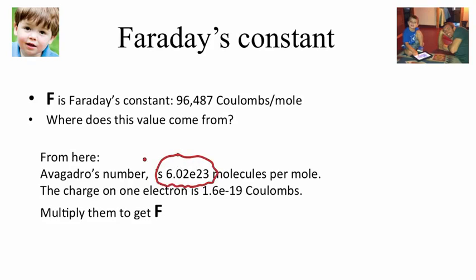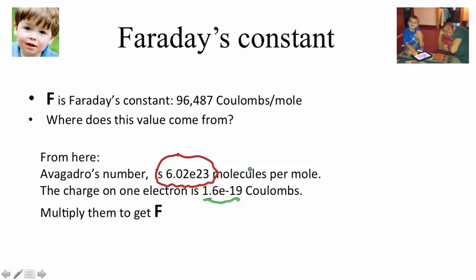Then you take the charge that's on one electron. You might say, why do all electrons have the same charge? I don't know why they all have the same charge, but it seems that they all do. And that charge is 1.6 times 10 to the minus 19 coulombs.